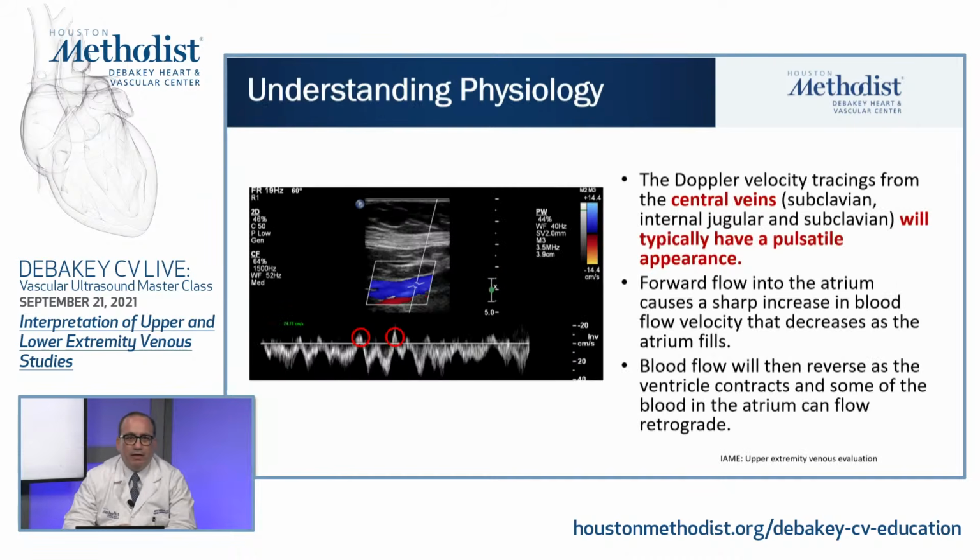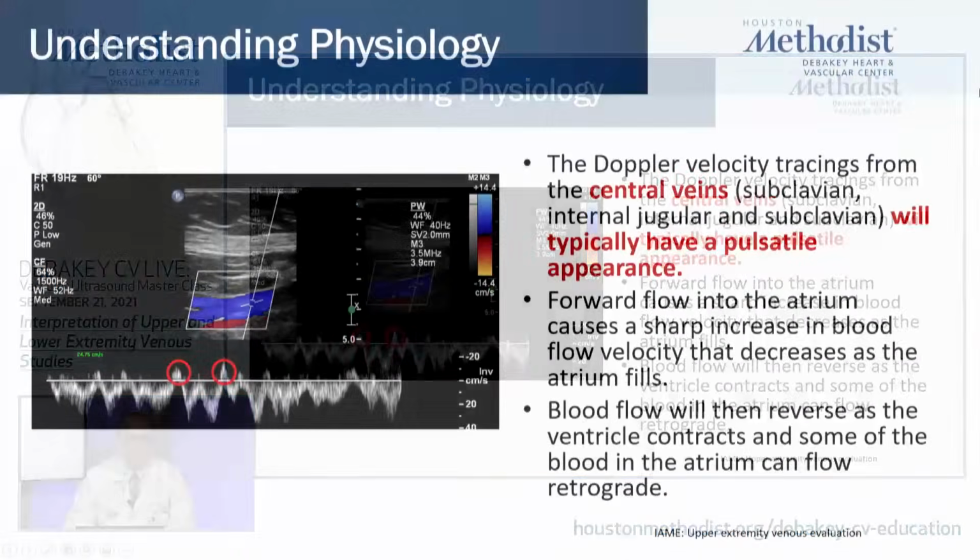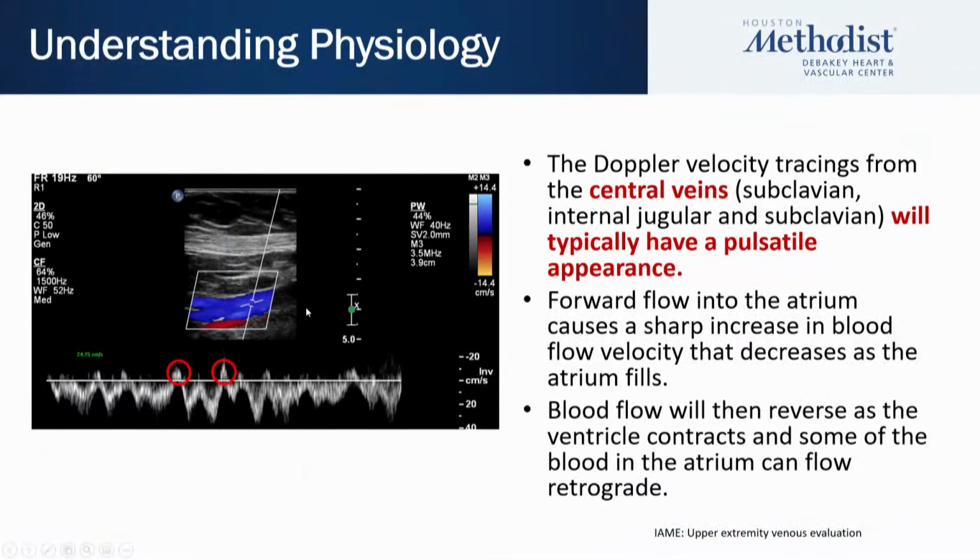Well, this is very simple. As you see in this image here, this is an image of one of our central veins, and what we see here is the typical pulsatility that will appear usually in the jugular or the subclavian vein. There's a forward flow that occurs, a brisk forward flow, and this is the flow that occurs as the blood is moving towards the atrium. So this causes a sharp increase in forward flow of venous blood.